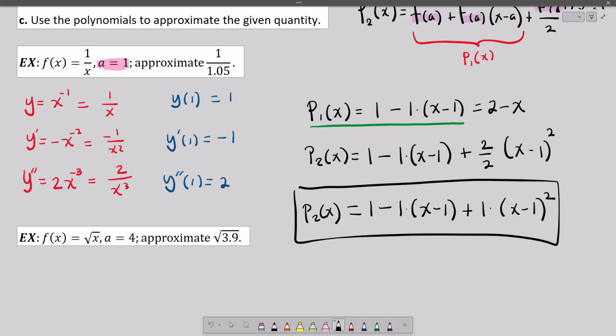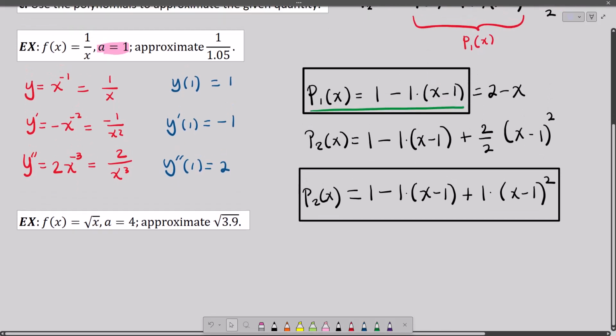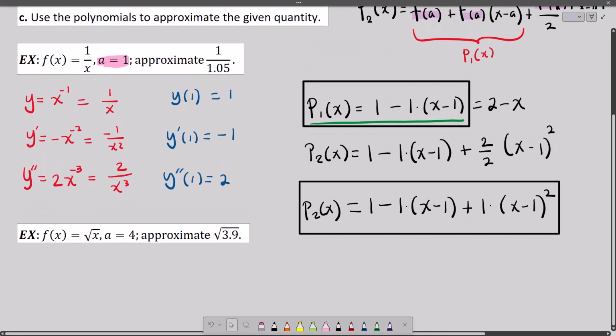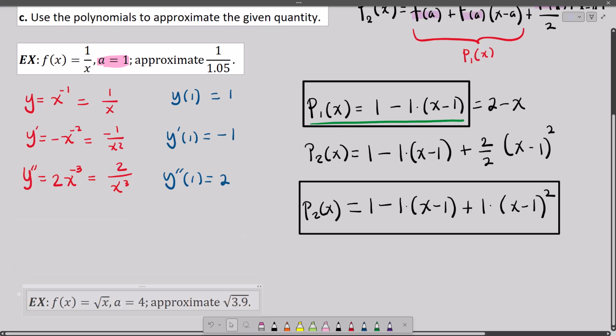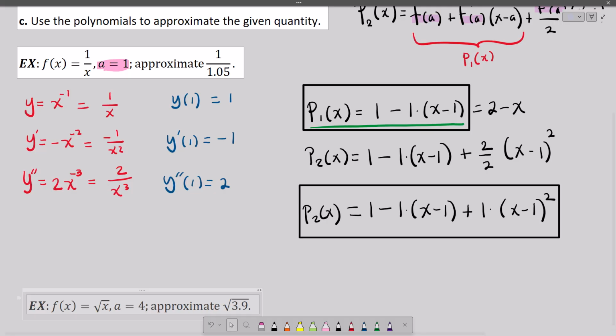Right there. So we've got our best quadratic, and this is the form of the best linear that we're going to look at. So let's see what happens. Let's move this guy. So when we look at this, we are trying to approximate 1 over 1.05. So 1.05 in the denominator. So that's going to be approximately equal to the tangent line evaluated at x.